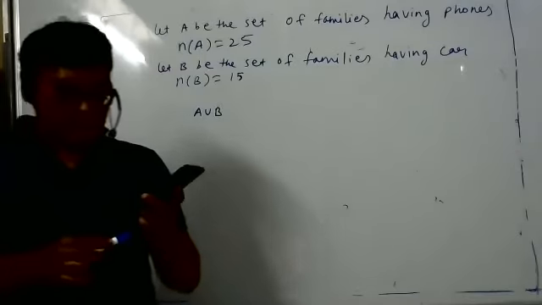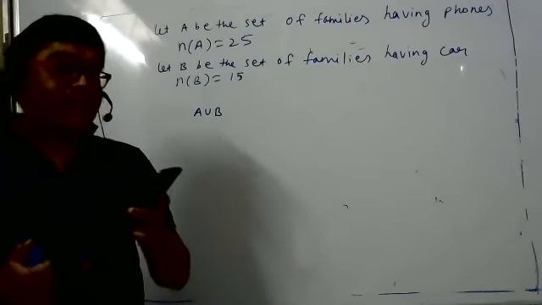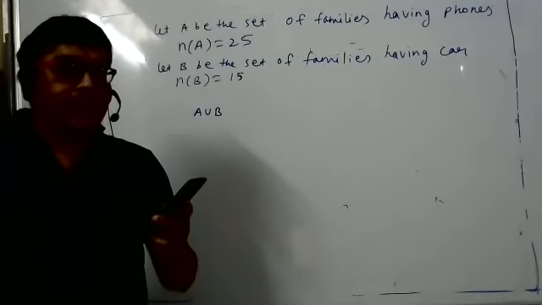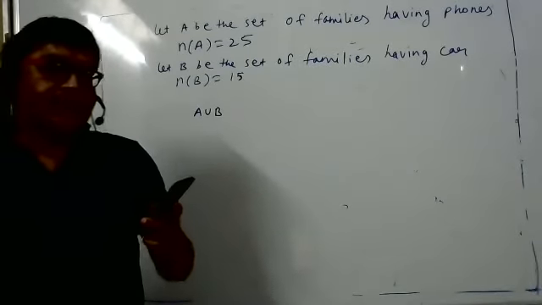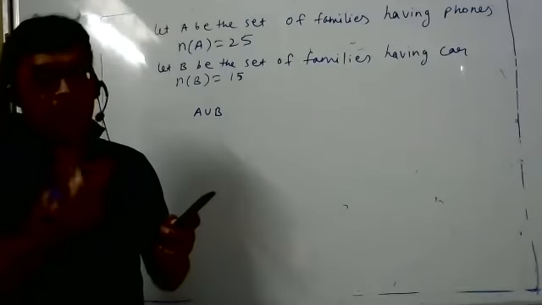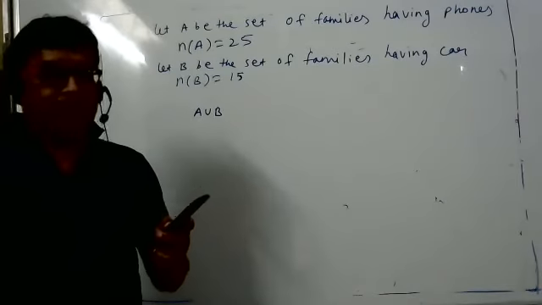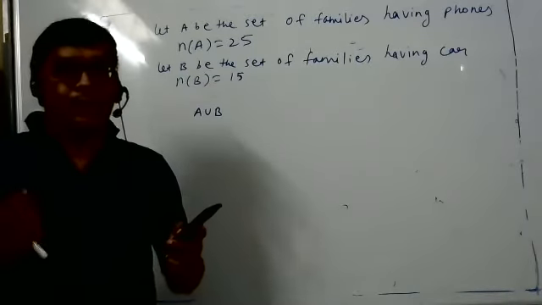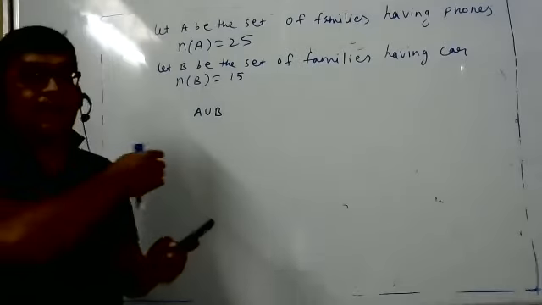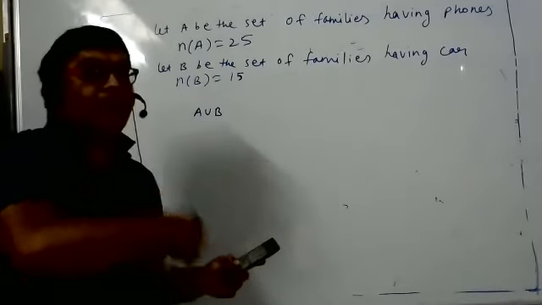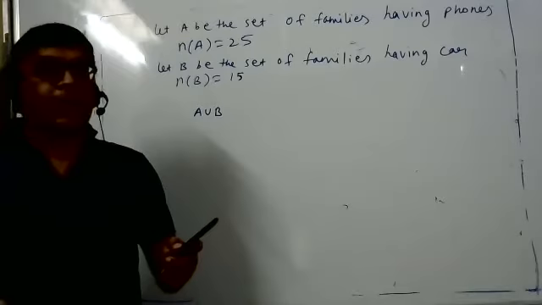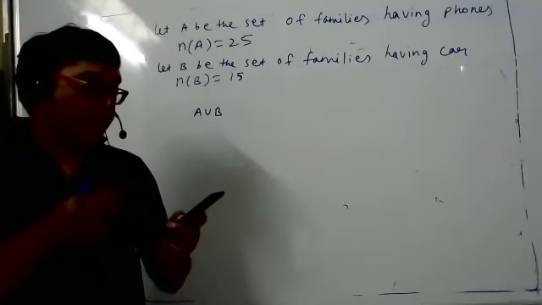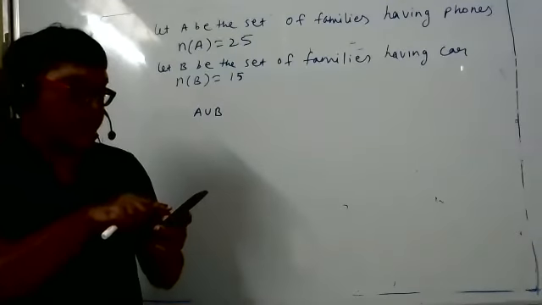Car and phone? No, I want the definition. A union B is the collection of all x such that either x belongs to A or x belongs to B or both. Now you people are quite good in English. Here we are using either set A or B. What is the opposite of either-or? Neither-nor.